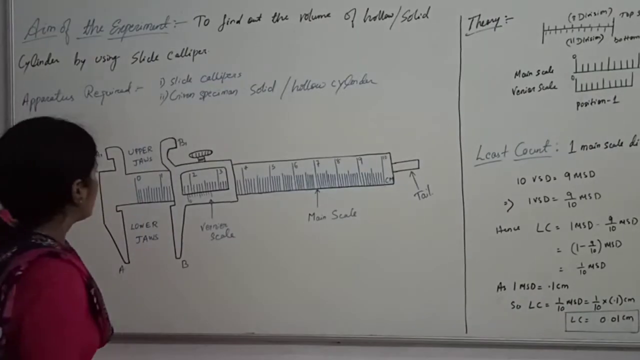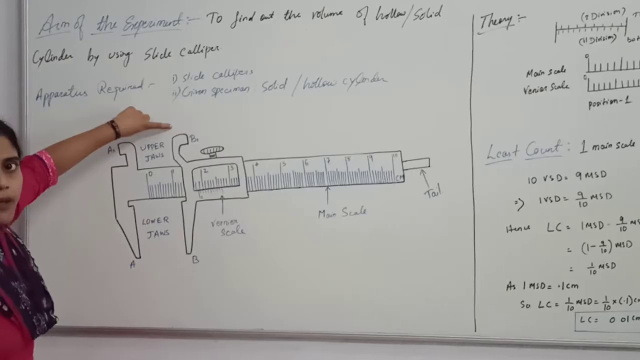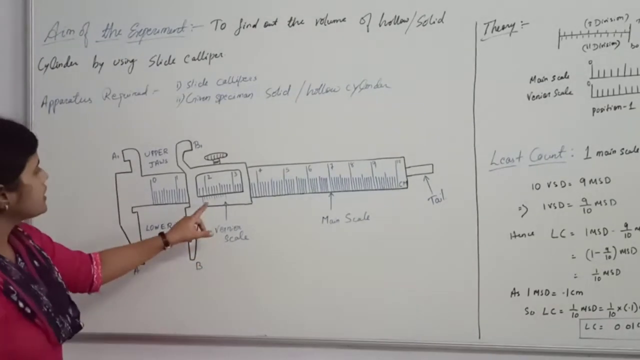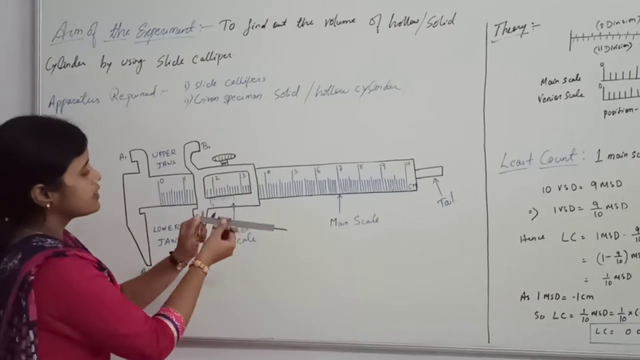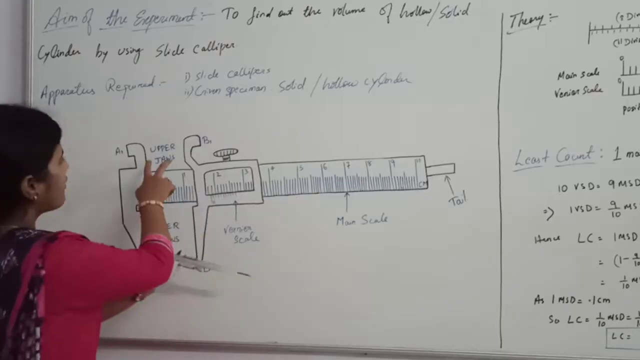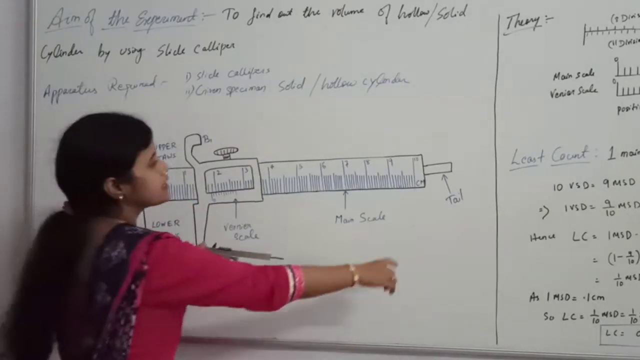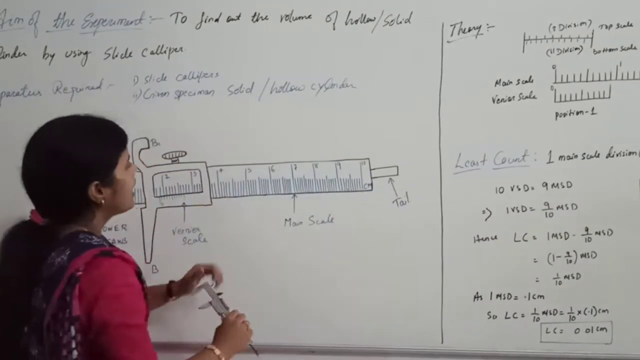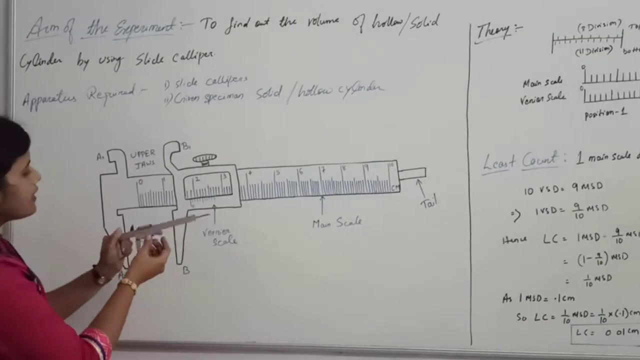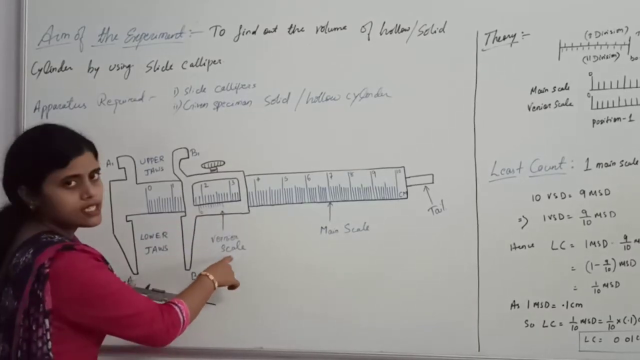This is called the upper jaws of the slide caliper. This is the lower jaws, and this is the vernier scale. You can see the small one is the vernier scale. This is the upper jaw, I have drawn it here. This is the lower jaw, and this is the tail. This is the tail, and this one is the main scale. And this smaller one which is sliding is called the vernier scale.